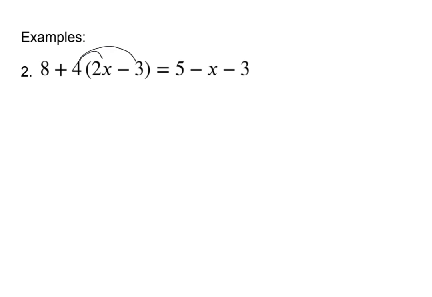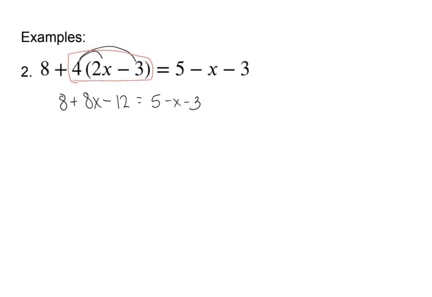Now, other than putting those guys together, this bit right here, I'm going to do this first, and I'm going to leave everybody else alone, just like you would if you were simplifying with order of operations. So I'm still going to have this 8, and when I distribute the 4, I'm going to do 4 times 2x, so get 8x, minus, and 4 times 3 is 12. Now, I didn't do anything on the other side yet.